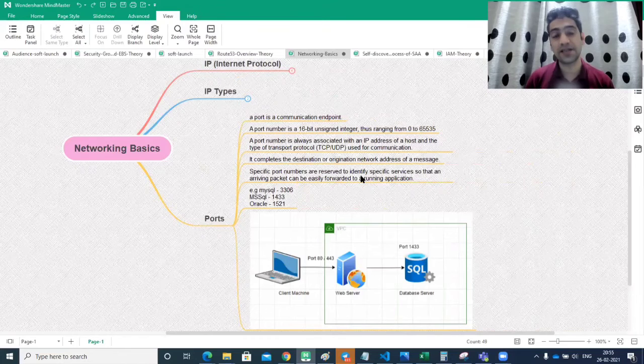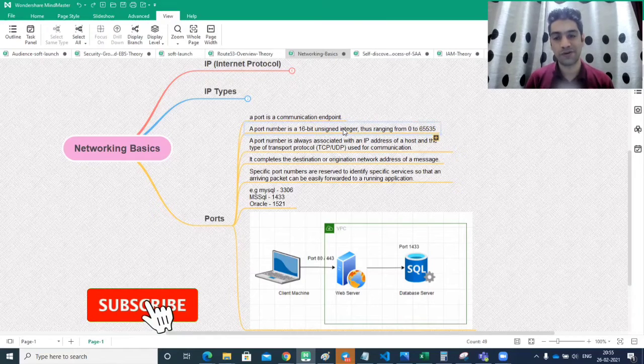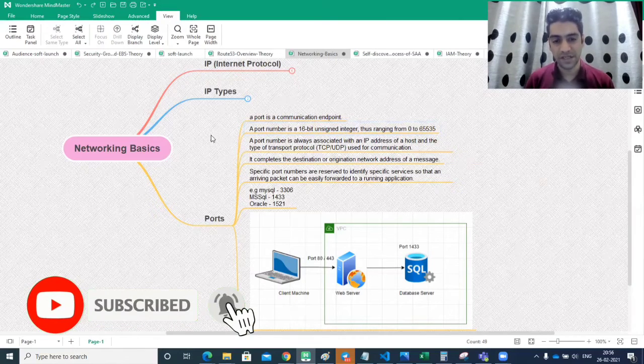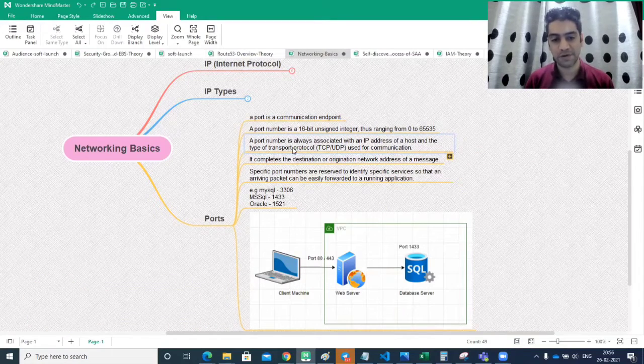Okay, so let's take a look at the technical definition of a port. A port is a communication endpoint. A port number is a 16-bit unsigned integer, thus ranging from 0 to 65,535. So a port number can go from 0 to 65,535. A port number is always associated with an IP address of a host and a type of protocol.